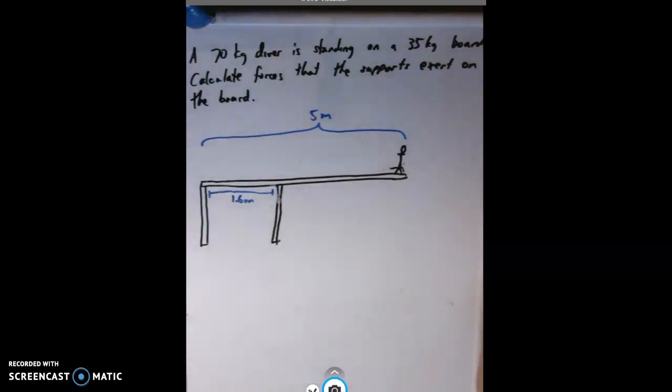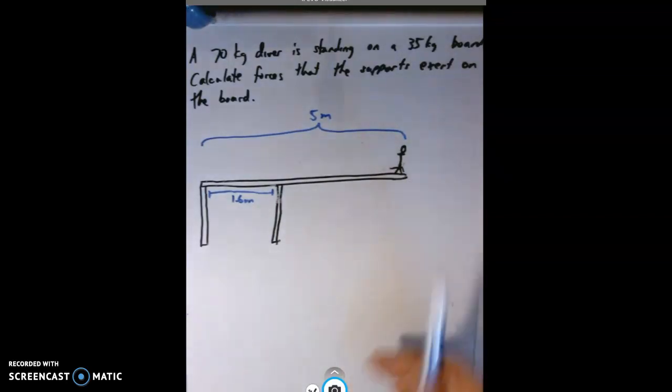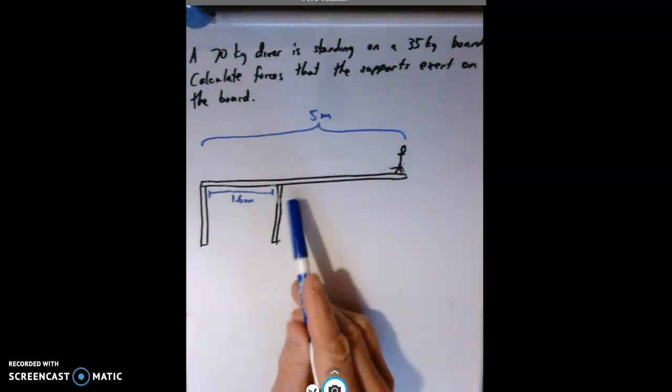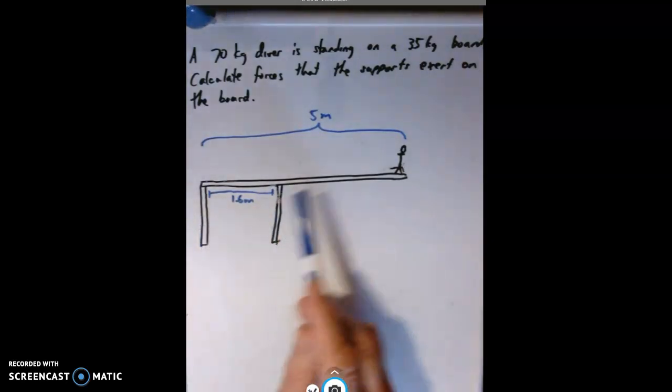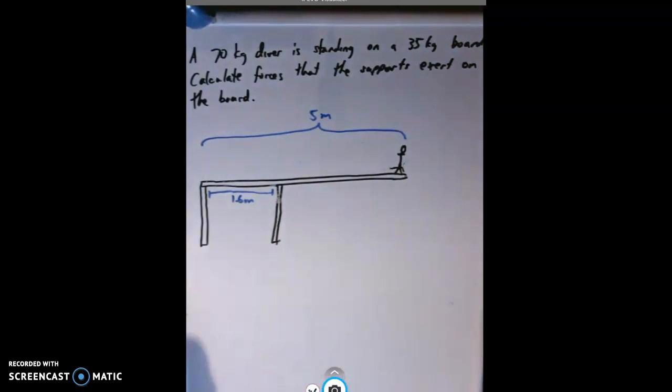Hey guys, right now we're going to look at a static torque problem, and hopefully what you're going to find is these are actually really pretty simple as long as you keep very careful track of all the information you're being provided. In this situation, we have a 70 kilogram diver standing on the end of a 35 kilogram board, and we want to calculate the forces being exerted from these two supports. The board's 5 meters long and the supports are 1.6 meters apart.